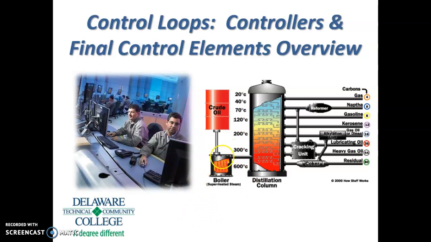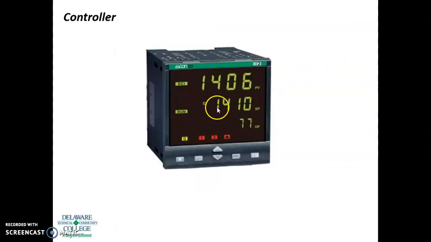What we also need to look at is how these control loops work, what kind of action they have, and what their output will tell us, what they send for their output to the final control element. And we'll be talking about the different types of control elements that are out there, the final ones.